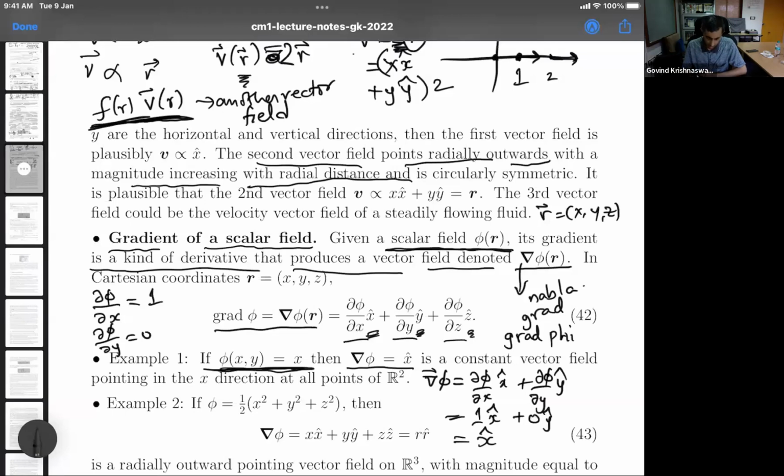Okay. So we are saying that the gradient of phi is a constant vector field. When I say it's a constant vector field, I mean that all its components in the Cartesian coordinate system are constant. Furthermore, it points in the x direction at all points of the plane.